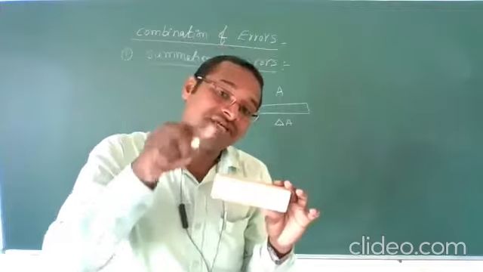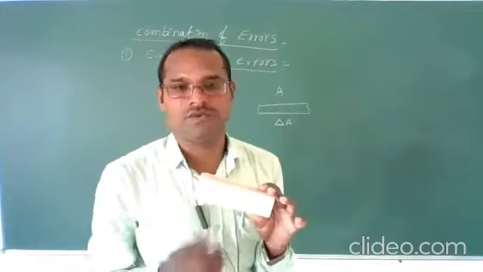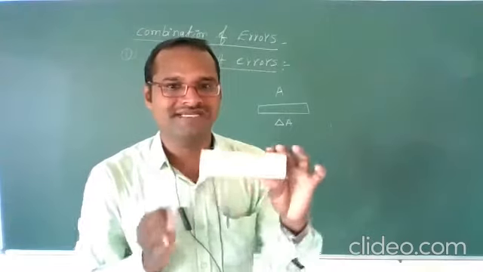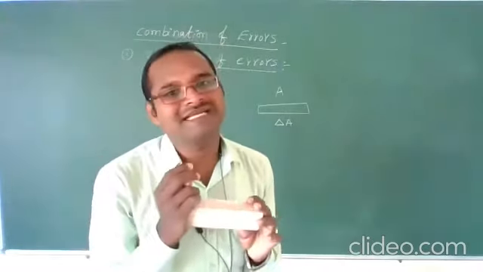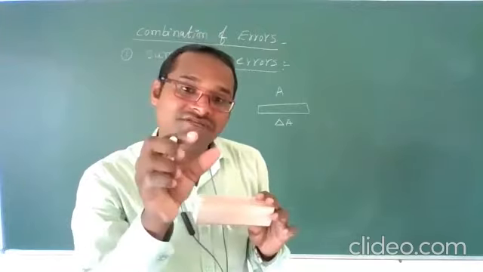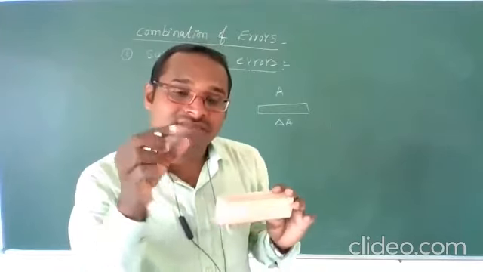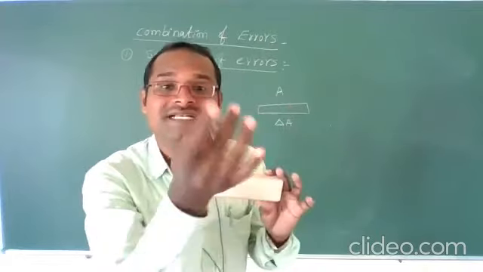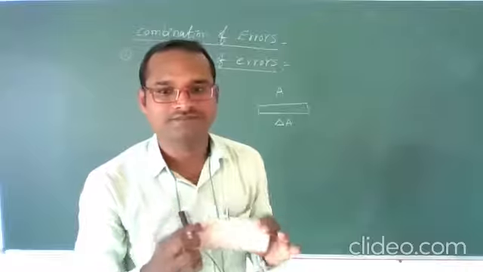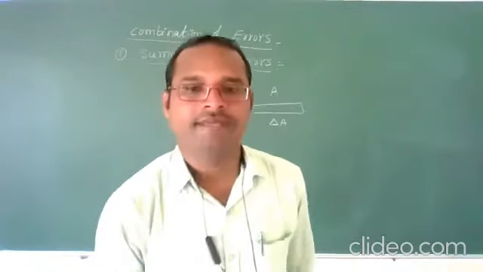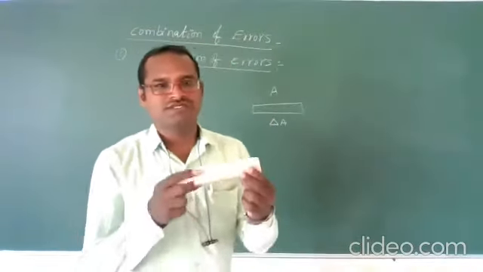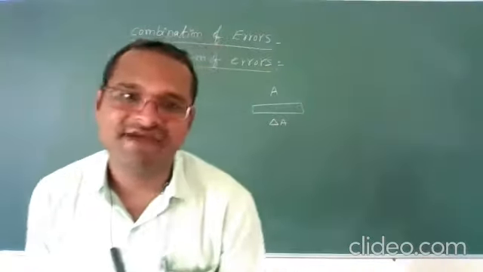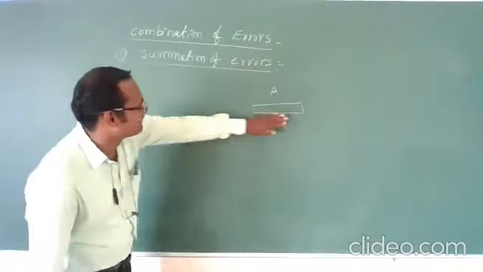Now what to do? You take the mean value of all these measured values. How? Adding all these numbers and dividing by the number of measurements, I get the mean value. Once I get the mean value, what should I do? I have to subtract that mean value from my measured values, from all the numbers. Has it got connected now? So you measure this distance so many times, and you will get the delta A value, meaning the absolute error.